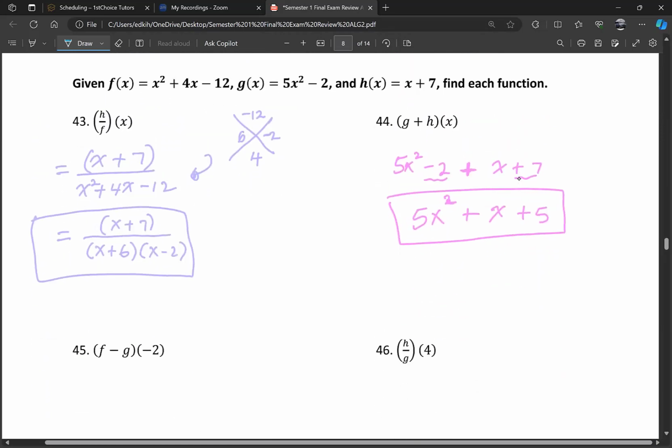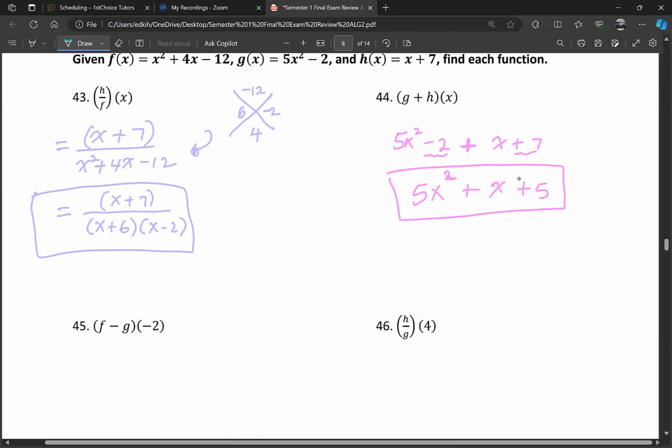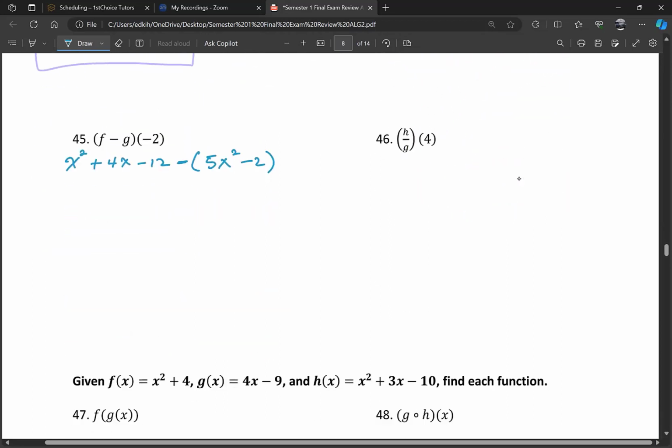So f is x squared, plus 4x minus 12. Again, folks, remember, this is a subtraction, so you want to be extremely careful and put the second term in parentheses. You're subtracting g from it, so we're subtracting 5x squared minus 2. Let's open up these parentheses: negative 5x squared plus 2. And here you have x squared plus 4x minus 12. I'm just bringing that down.